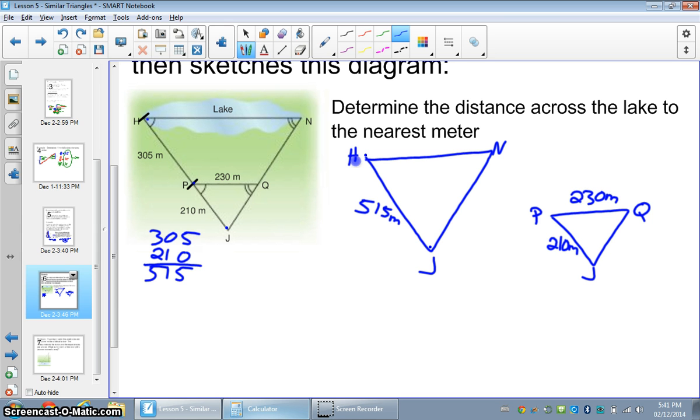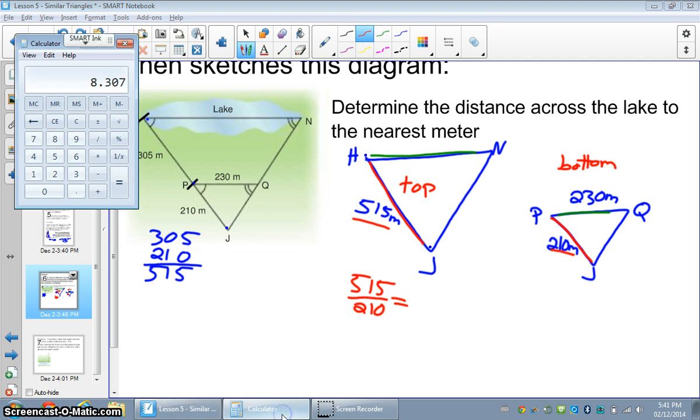So again, I know the side here corresponds to the side here, and I know that this one corresponds to this one. So again, they don't tell you which one's the diagram and which one's the original, so pick the bigger one to be on top of your fraction, and then this one will be on the bottom. Okay, so I need to compare this here, 515, to the side here, 210. And what do we get there? We go 515 divided by 210, and I get 2.45. Again, the more decimal places you put, the more accurate your answer will be.